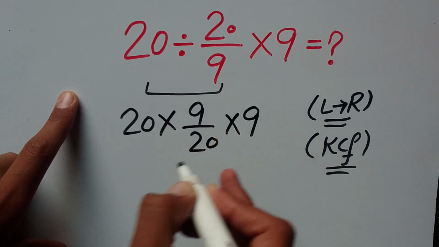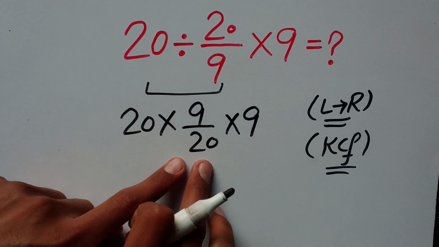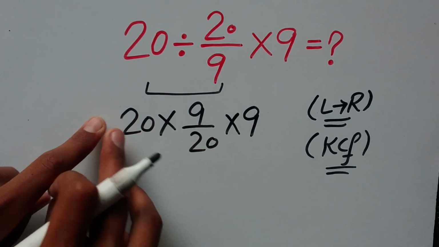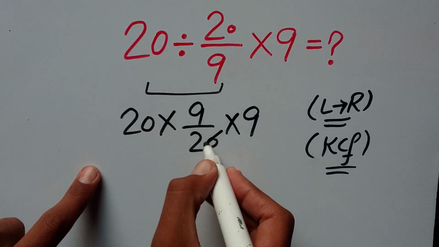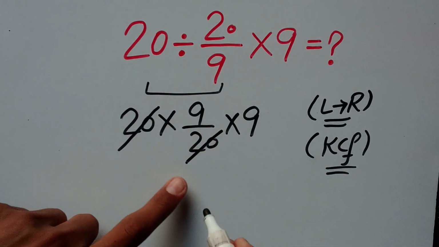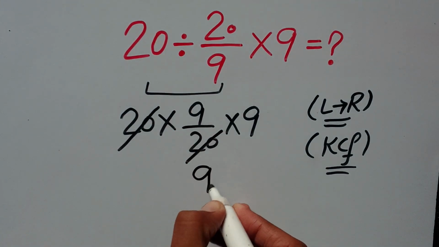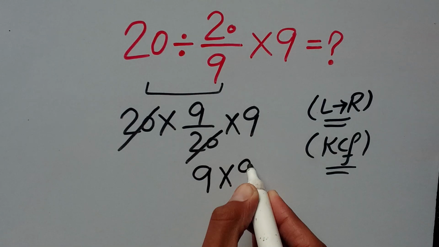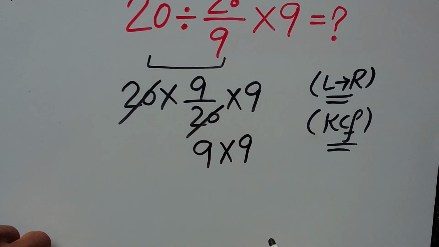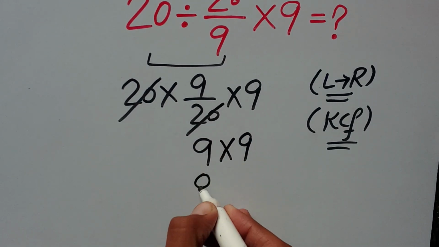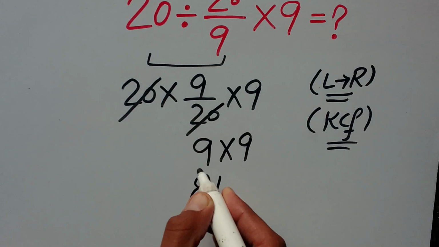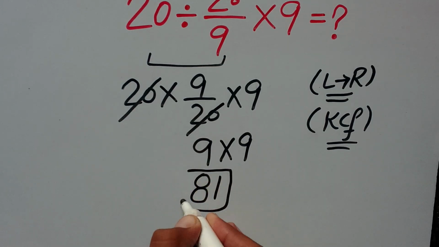9. Okay student, now here these 20 and 20 cancel with each other, so I can cancel this 20 to 1, and we can write 9 multiplied by 9, which finally equals 81. This is the final answer of this math question.